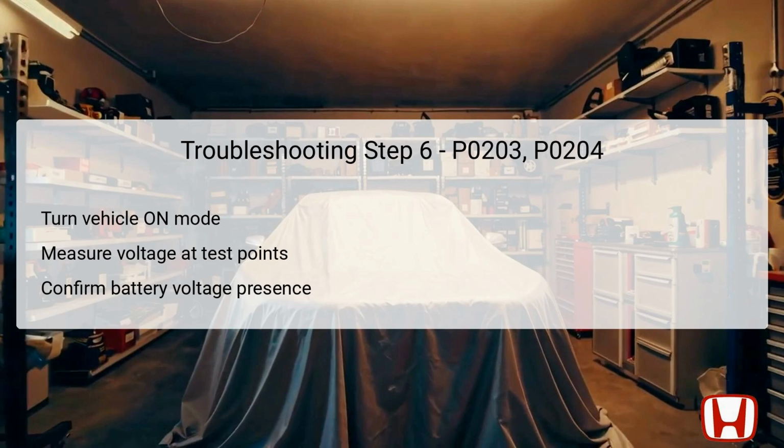Confirming the presence of battery voltage at these points indicates that the wiring and relay component are functioning as intended. If battery voltage is present, it supports that the circuit is complete and in working order, guiding the troubleshooting to step 8. Absence of voltage would necessitate further investigation regarding the relay circuit.